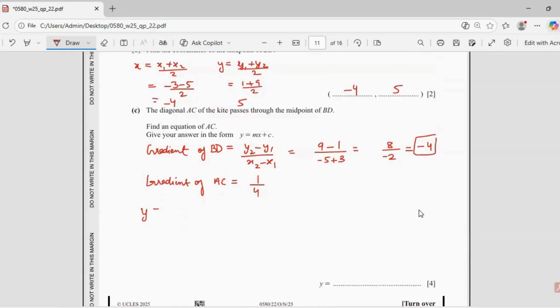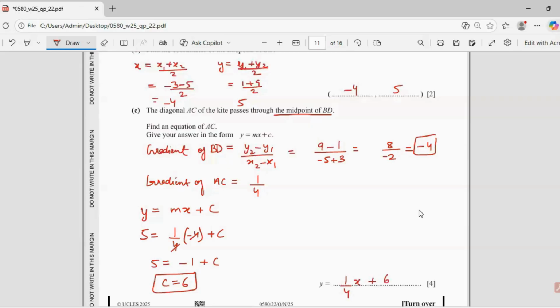That gives you y equals mx plus c, where we have to put y and x as minus 4 and 5, because they are saying that it passes through the midpoint of BD. So y is 5, m is 1 by 4, x is minus 4, plus c. This gives you 5 equals minus 1 plus c, so c equals 6. So the equation of the line AC is y equals 1 by 4 x plus 6.